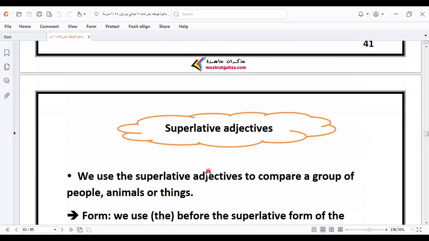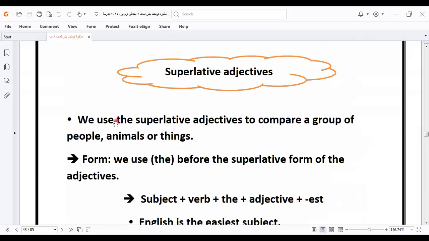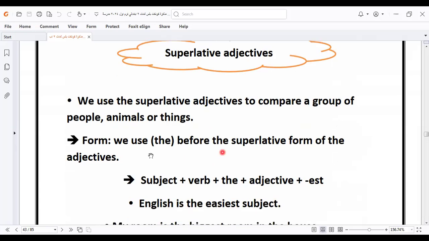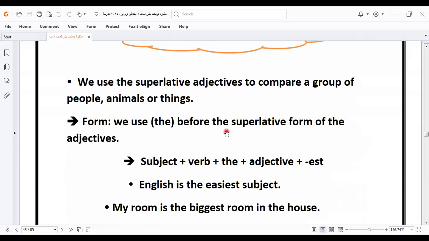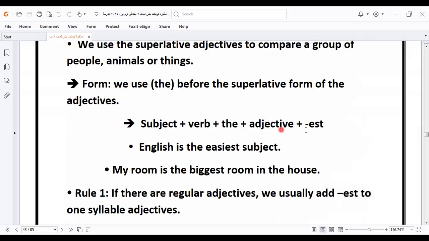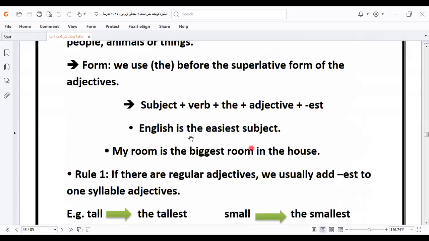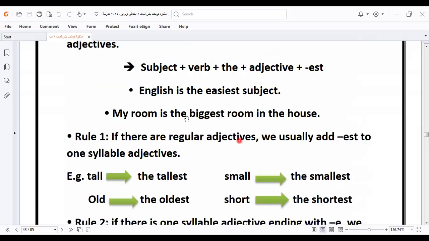Okay? Here we have superlative adjectives. We use a superlative adjective to compare a group of people, animals, or things, comparing one person, thing, or animal with more than one. We use the before the superlative form like this: subject plus verb plus the adjective plus est. We have: English is the easiest subject. My room is the biggest room in the house.